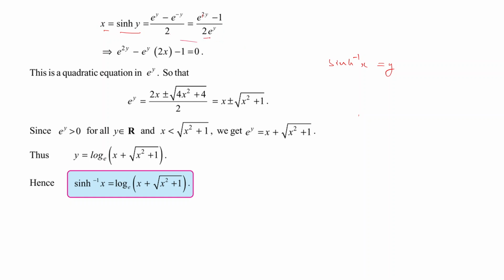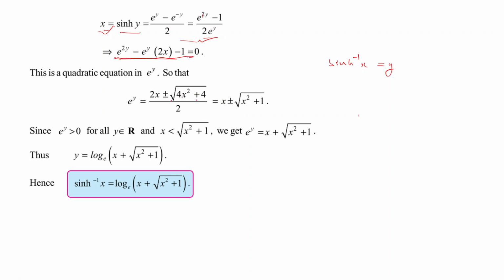So x into 2 e power y equals e power 2y minus 1, or e power 2y minus 1 minus 2x into e power y equals 0. We are getting this equation by taking this and this together. Now this is a quadratic equation in terms of e power y, of the form a square minus 2ab minus b, right? So we are just solving for the roots, minus b plus or minus under root b square minus 4ac. So e power y equals x plus or minus under root x square plus 1. We are just cancelling out the 2.